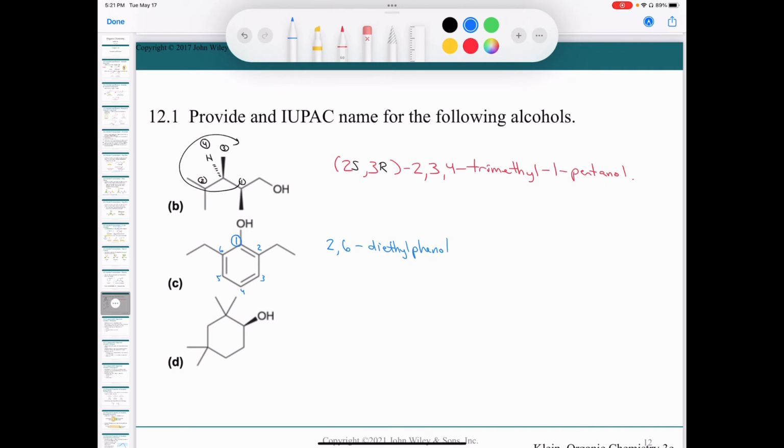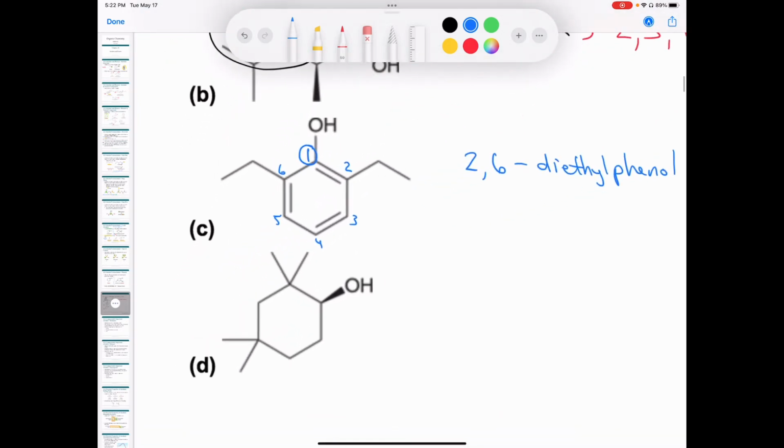It's a cyclic alcohol, and it has a stereocenter in it. So let's take a look. This is some kind of cyclohexanol. We want to give the hydroxyl the lowest possible number. So we have 1. We're going to number this going counterclockwise so that we can give these two methyls a 2,2. If we went this way, they would be 4,4, so that would be incorrect.